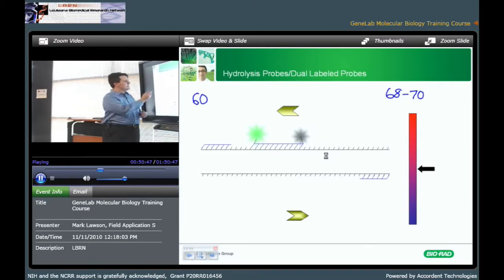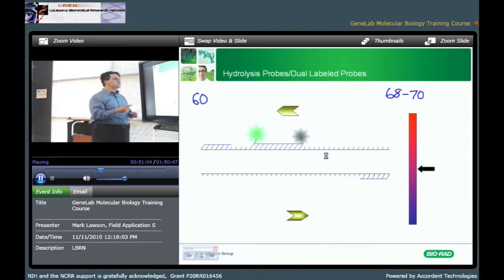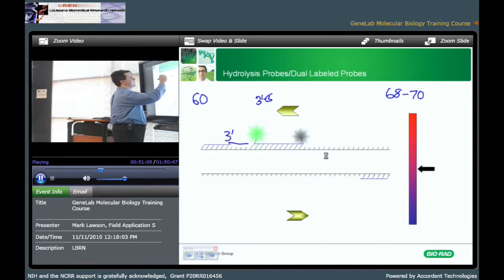All right, what's going to happen when I start making new bases of DNA and that Taq polymerase bumps into the probe? Yes. And the only way you can answer that question is if you knew that the polymerase has a 3' to 5' polymerase activity, and it has a 5' to 3' exo, or exonuclease.